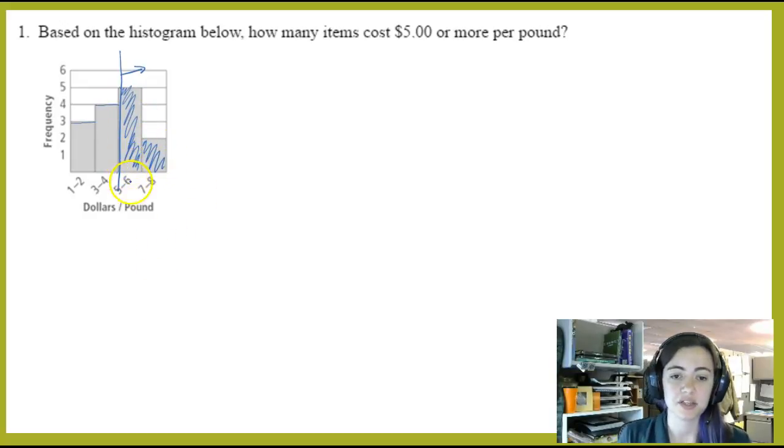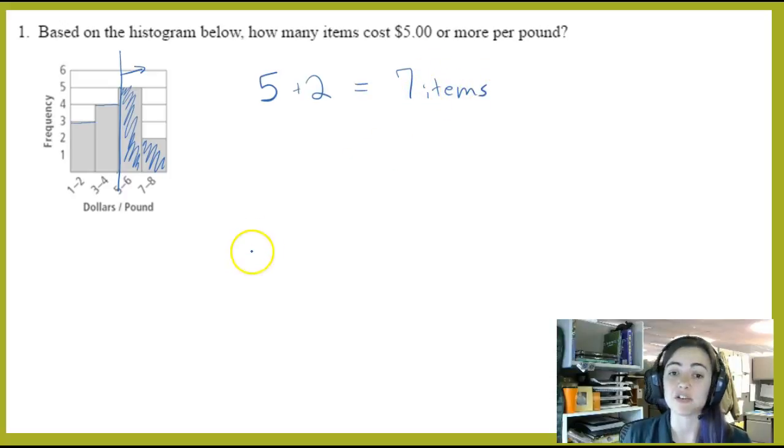So that first one, things that are between $5 and $6 per pound, it looks like there are 5 of them. Between $7 and $8, it looks like there are 2 of them. So we want to add 5 and 2, and we get 7 items are $5 or more per pound.